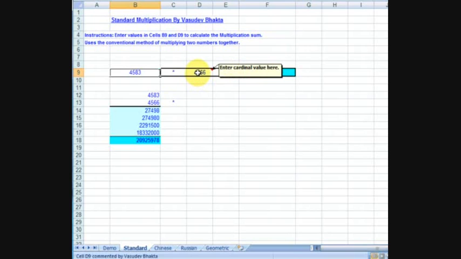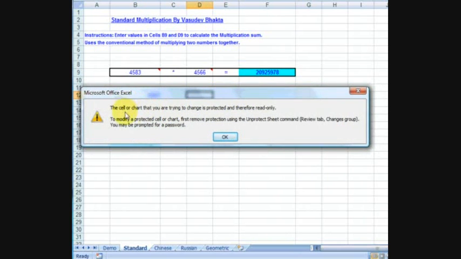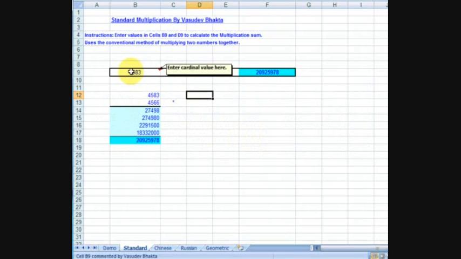If you hover over the cells, it will show a pop-up message displaying "enter cardinal value here." Cardinal value means that the value is a whole number, a positive whole number value. All other cells are locked. If you try to edit any other cells, you will be shown a pop-up message like this. Just click OK and place your cursor back onto the editable cell.